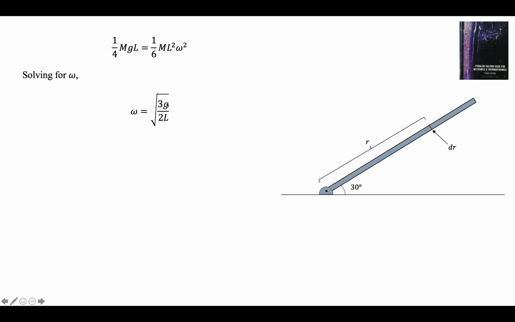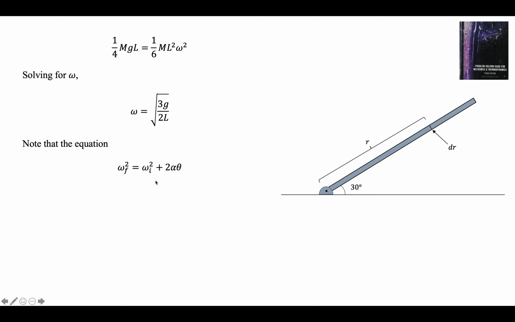That's omega. Let's see, what if the rod was 1 meter long? That would be 30 over 2, which is 15. Square root of 15 is about 4. It's about 4 radians per second, a little bit more than 1 revolution per second. If this was a meter long, you dropped it at 30 degrees. Try this next time you're in the physics lab and see what you get.